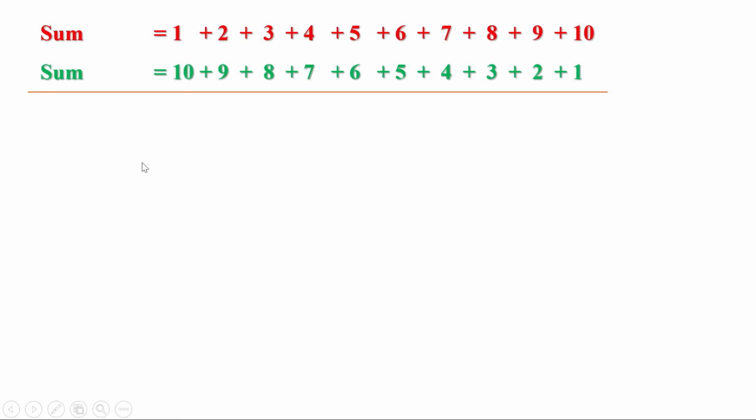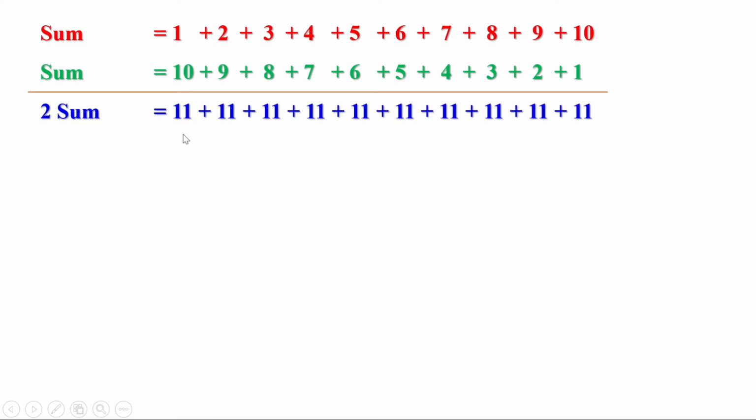And adding, we will get 2 times the sum. How many 11s are there? There are 10 terms, and corresponding to each term, there is a sum. So altogether there are 10 11s. So 2 times sum equals 10 into 11, or sum equals 10 into 11 by 2. That's equal to 55. Suppose we have to find the sum of natural numbers from 1 to 100.